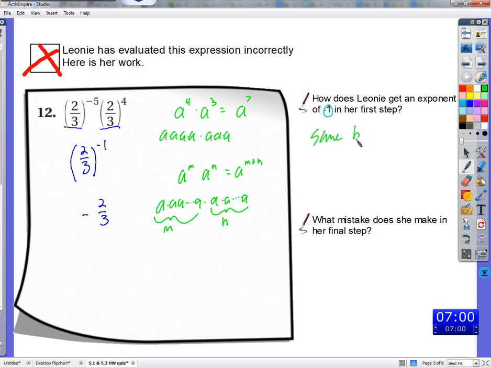Same bases being multiplied, so add exponents. And the final step, though, what mistake does Leone make? Some amount of truth there, but it has to be under 1 with negative, so okay.